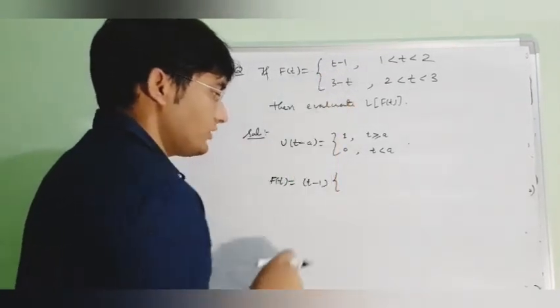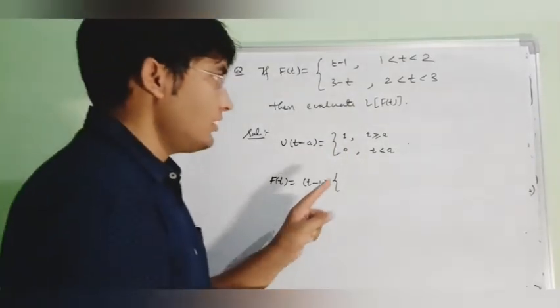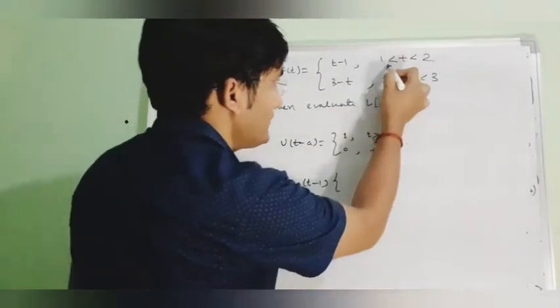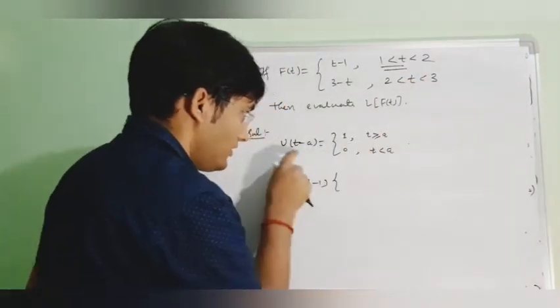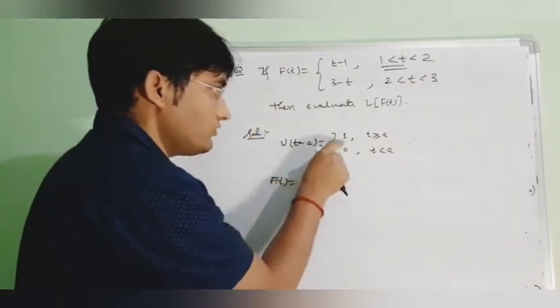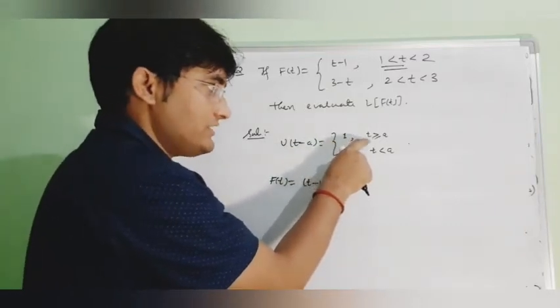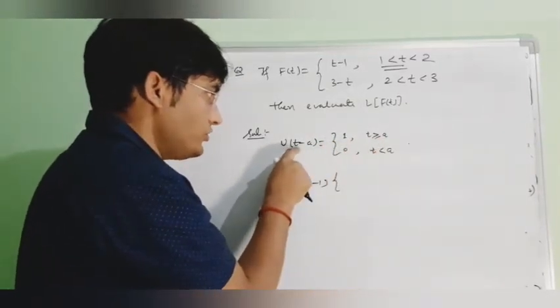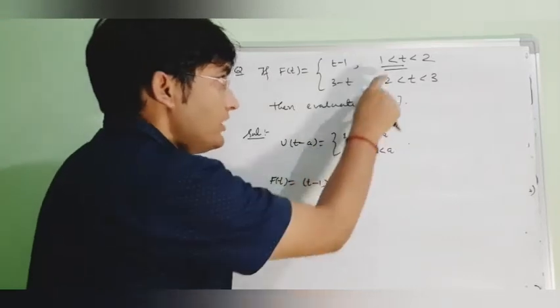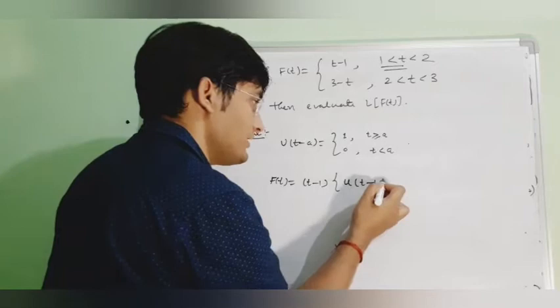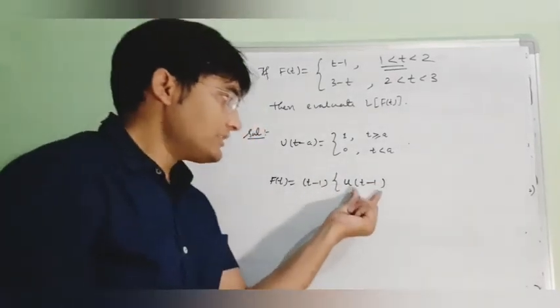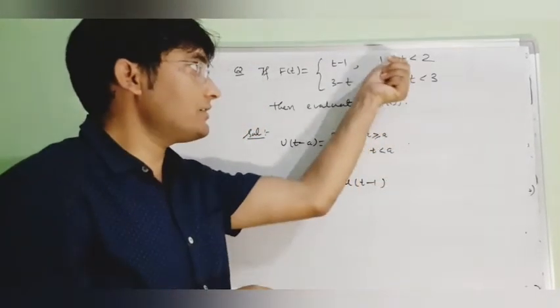This is your t minus 1 into, please remember that here t is greater than 1. So whenever t is greater than 1, the value of u(t minus 1) will be 1. If t is greater than 1, then the value of u(t minus 1) will be 1. So because our t is greater than 1, we will write it as u(t minus 1), and its value will be 1.